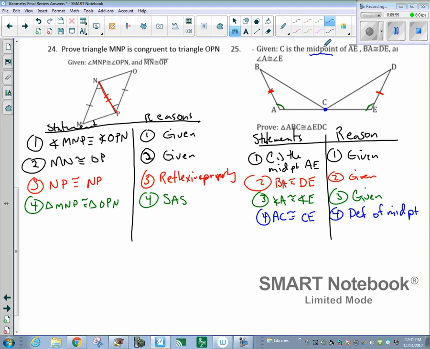So now that I know that AC right here is equal to CE, I have enough information to prove that these triangles are congruent to each other. So finally, I could say that triangle ABC is congruent to triangle EDC by, well, it looks like I've got two sides and the angle in between: side-angle-side. So this concludes the video for examples 20 through 25.